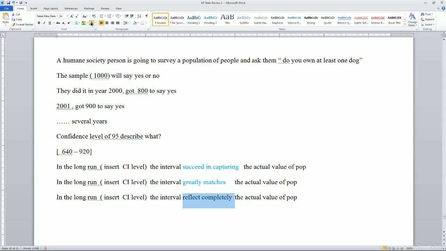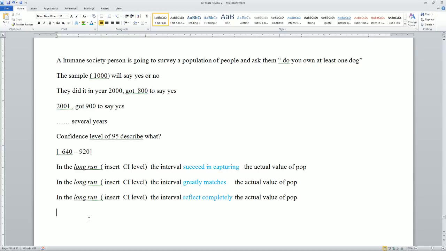In the long run of taking random samples? Yes. The reason you have to mention the long run is because of the law of large numbers. So say, in the long run of taking random samples. Okay?